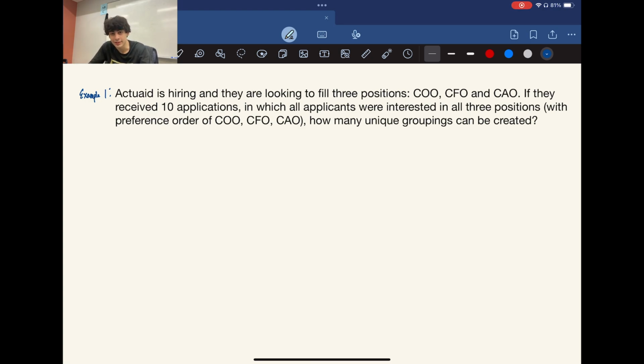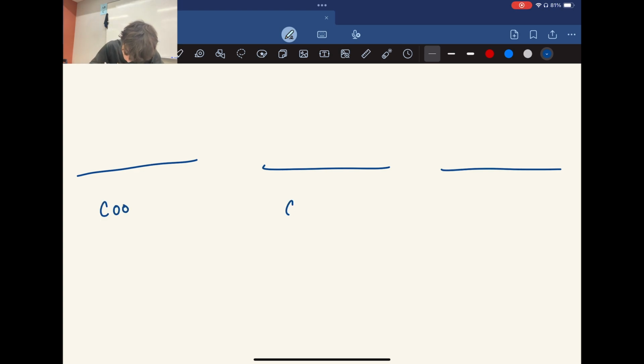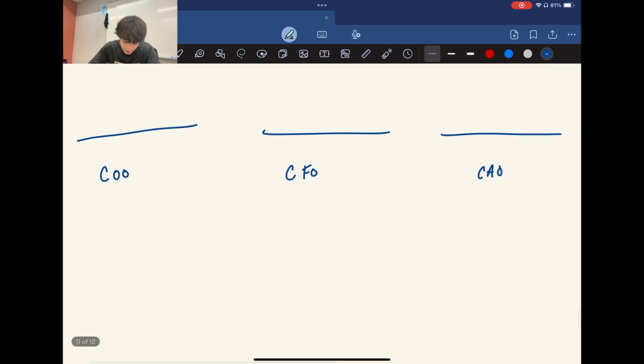So the question is essentially asking us how many different ways can these 3 positions be given out to a group of 10 people if they have a preference of COO, then CFO, and then finally CAO. I think the most simple way to go about this is to just start by drawing 3 lines. The significance of these lines is I'm going to label each of them by a respective position: COO, CFO, and then finally CAO. I'm going to write down just some information just so I don't get lost.